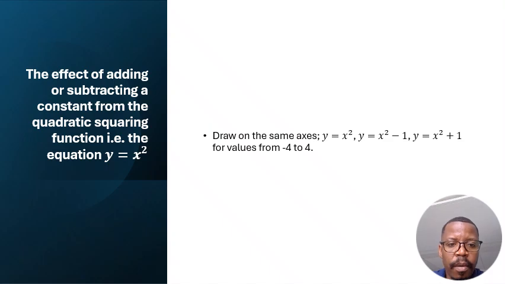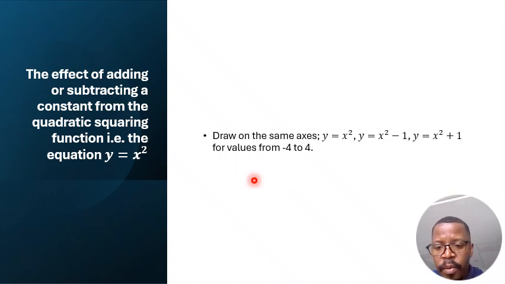So we want to see the effect of adding or subtracting a constant from the quadratic squaring function. So the issue is if we want to add a constant, I will take example of my quadratic functions. y is equal to x squared plus, in this case, plus 0. The second one is y is equal to x squared minus 1. And the other one is y is equal to x squared plus 1.